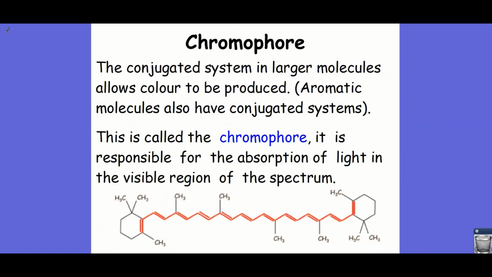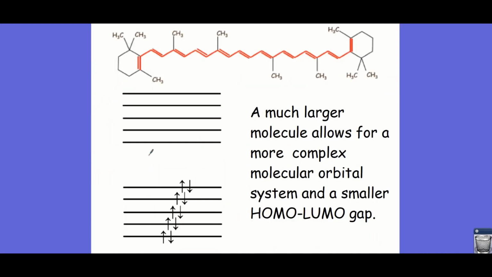Right, so when we have a larger system, like we have at the bottom there, this larger conjugated system which we observe in a larger molecule, is where we tend to see colours produced. And the part of the molecule that is responsible for a colour being produced is called a chromophore. So it is responsible for the absorption of light in the visible region of the spectrum. So I'll start by just highlighting the homo-lumo gap.